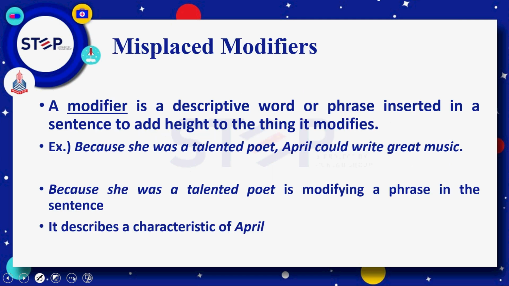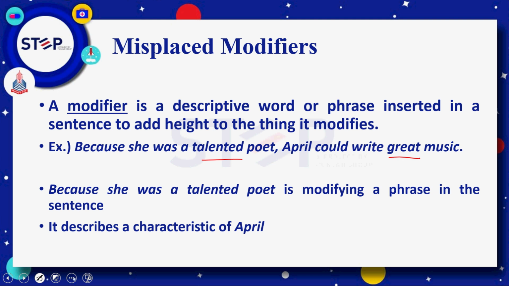Misplaced modifiers is another very important area of error identification in entry tests. A modifier is a descriptive word or phrase inserted in a sentence to add further elaboration to the thing it modifies. Example: "Because she was a talented poet, April could write great music." This "talented" is a modifier. This "great" is also a modifier. Most modifiers are adjectives, though adverbs are also modifiers.